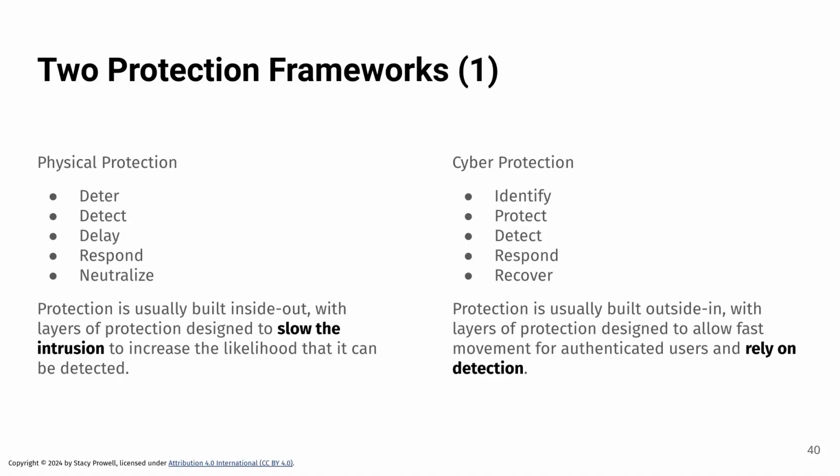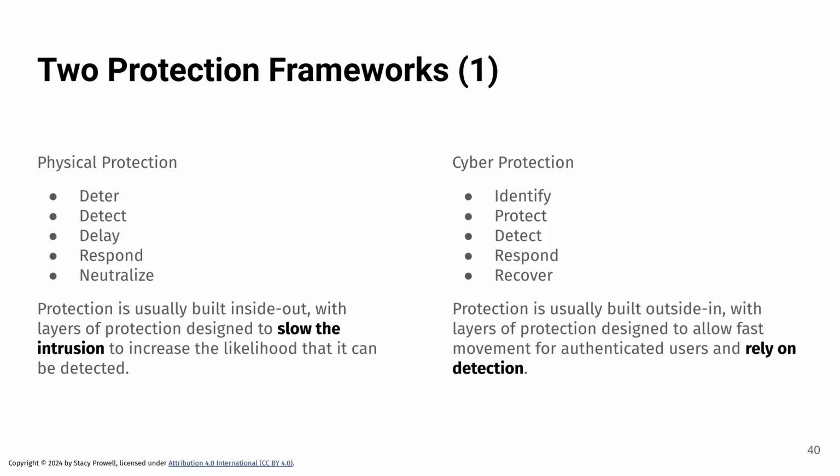Why? Over on the left, we want to slow things down, but over on the right, we still want fast movement for authenticated users. You want to print something, you don't have to go through a bunch of hoops to print it. You want to send it to the printer and have it print.